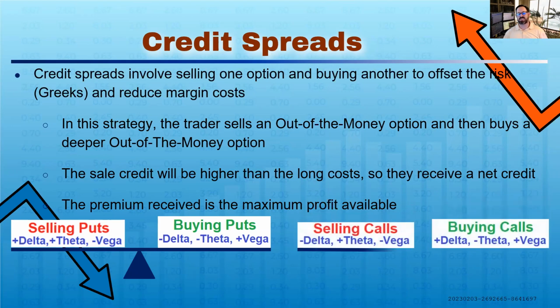And if we're doing the calls, it's the same thing. Sell a call, you have negative delta, positive theta, negative Vega. When you buy the call, you're offsetting the negative delta with positive delta, the positive theta with negative theta, and the negative Vega with positive Vega. Undesirable effects. Yes, thank you, Steve. I appreciate that. Okay. That's exactly what I was thinking about, the undesirable.